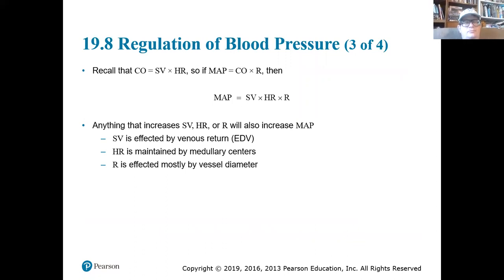So this one right here, mean arterial pressure, is going to equal stroke volume times heart rate times resistance. Know that one too. In fact, that one may even be more important. Anything that increases stroke volume, heart rate, or resistance will increase mean arterial pressure.